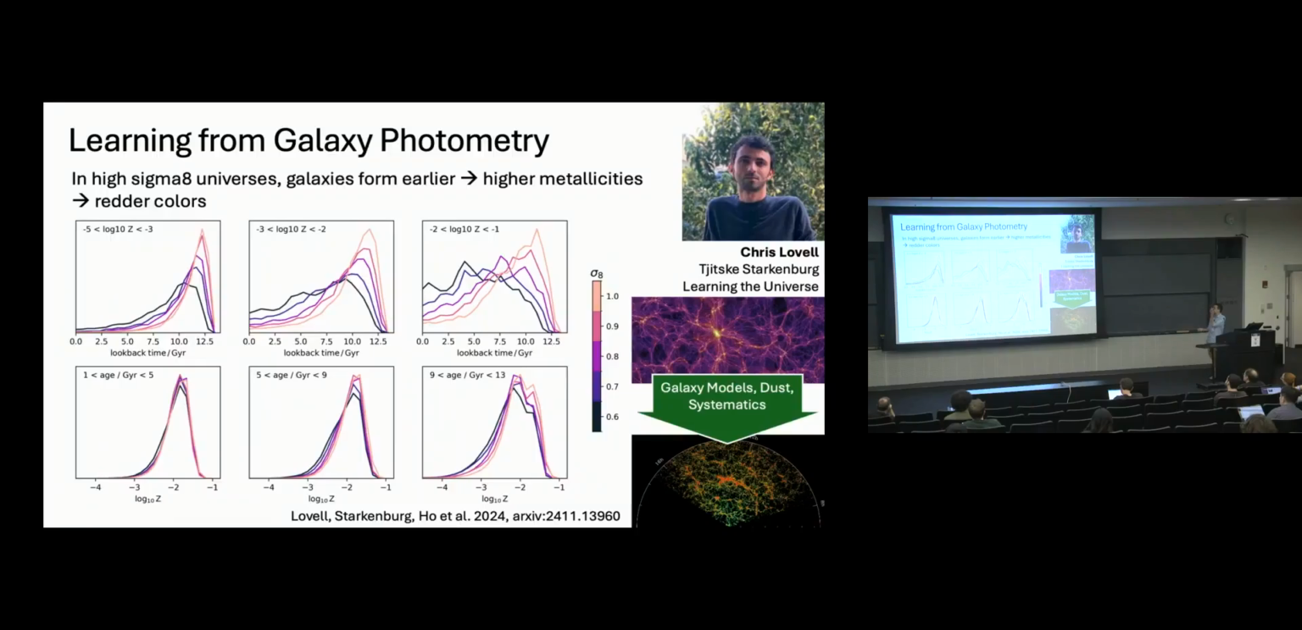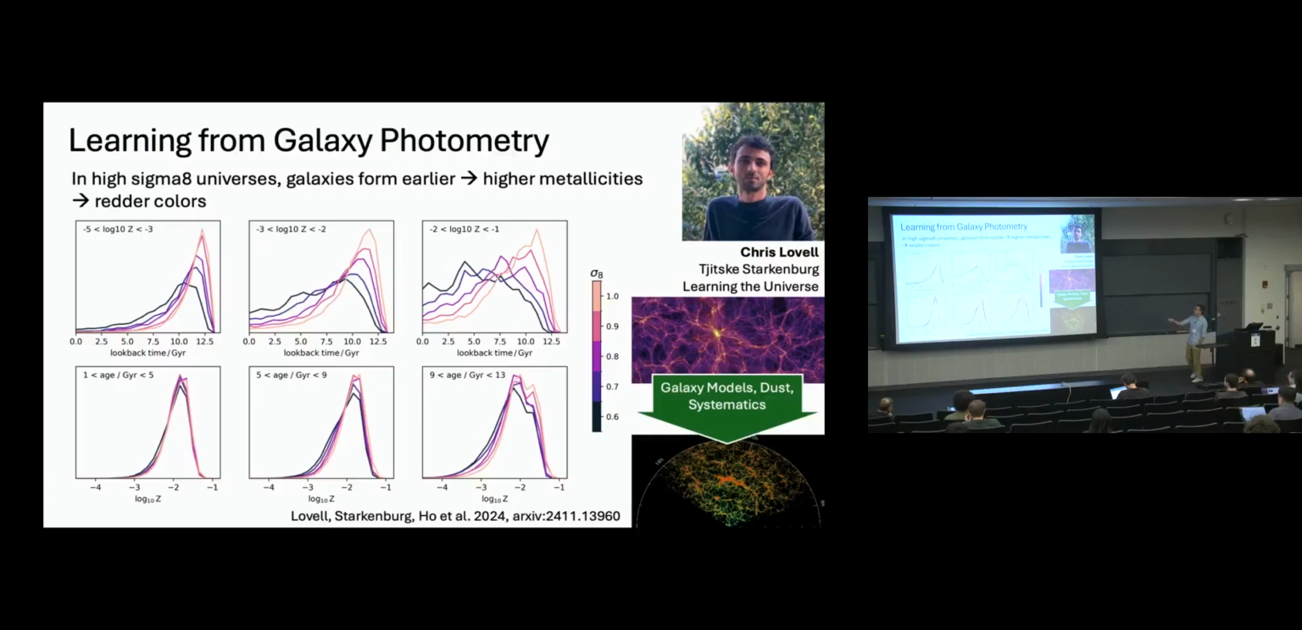And what's even more compelling is when we looked at the data in a different light. So what I'm showing here is the look-back time of formation of the galaxy as a function of sigma 8, as well as the metallicity of the galaxy as a function of sigma 8. We see that at higher sigma 8s, so in universes which are more clumpy, the galaxies that we observe in our catalog formed earlier, right? The look-back time is larger. If the sigma 8 was smaller, then they formed later.